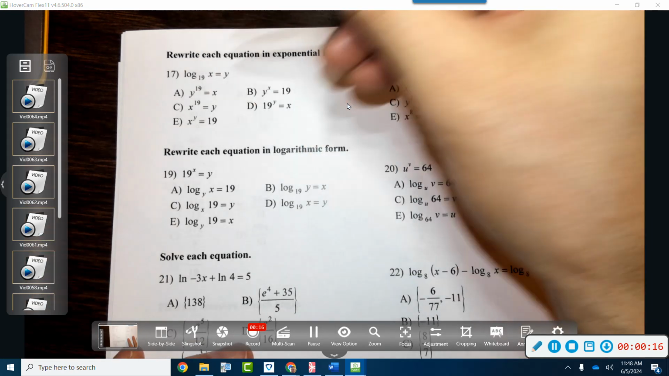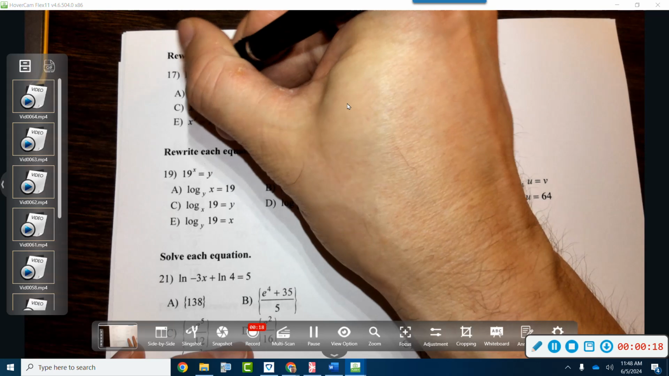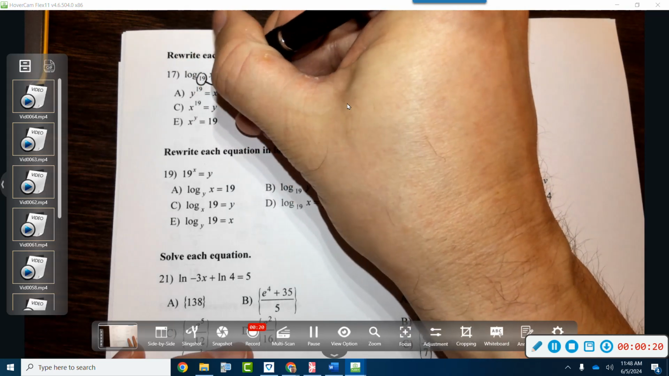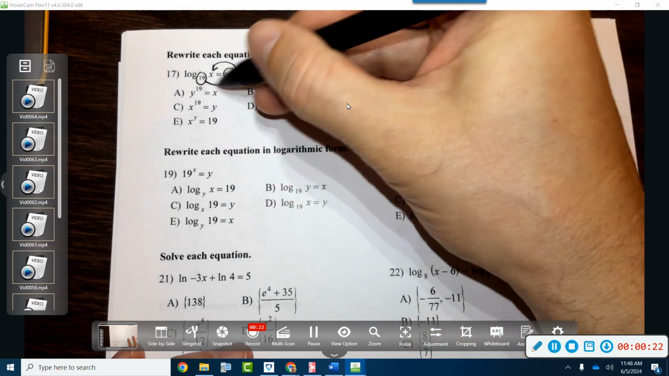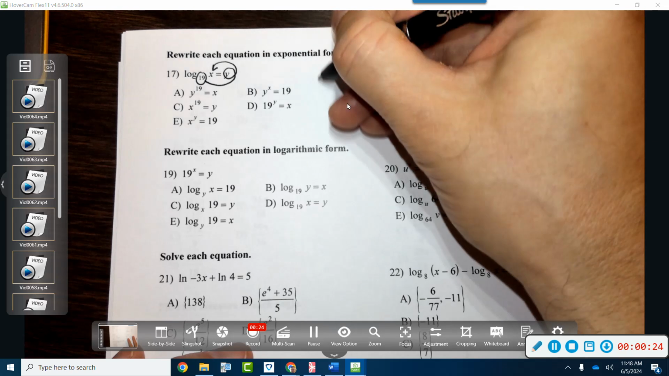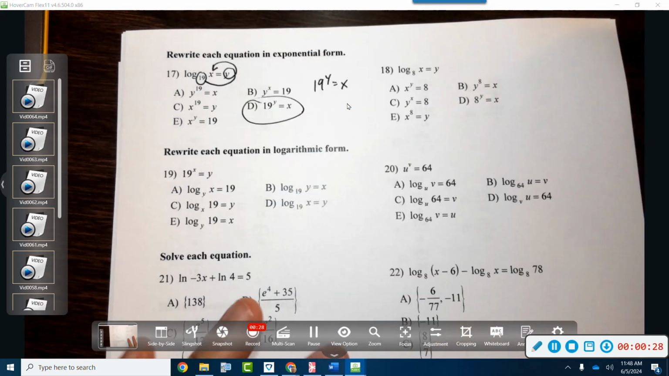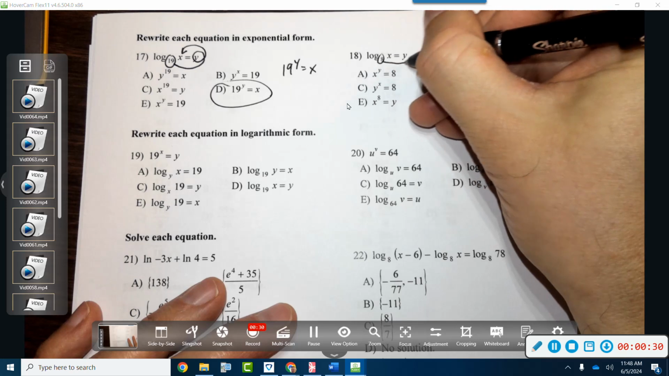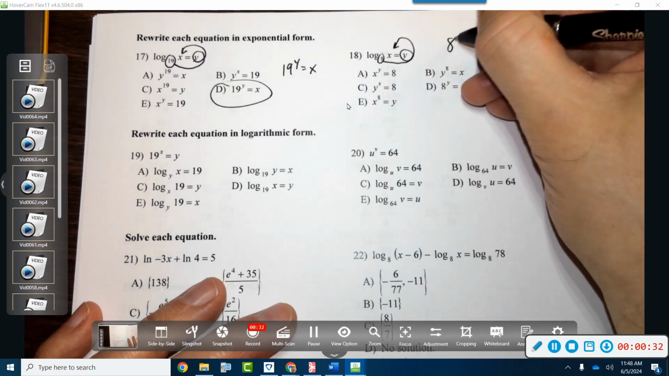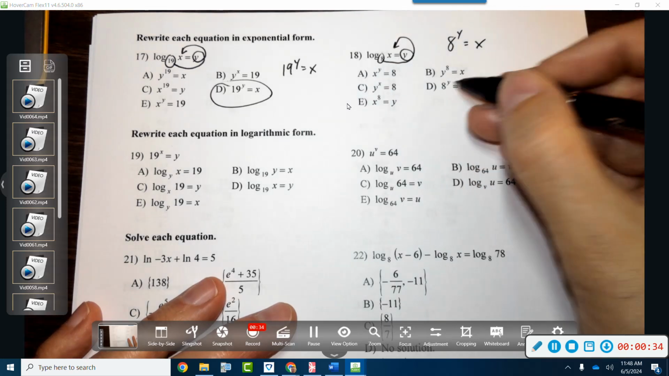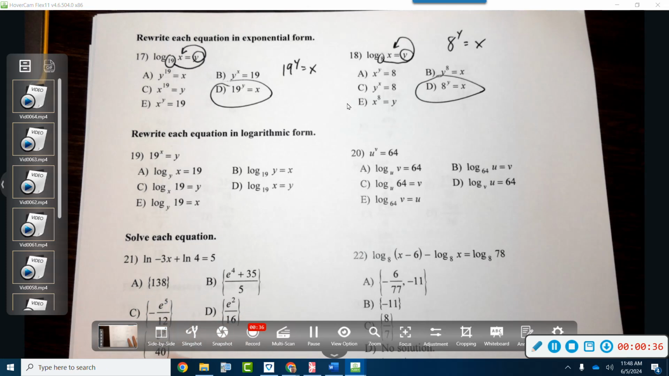Whenever you see the log first and you're trying to get it to an exponential, just do the loop, right? So this guy, 19 to the y power equals x. Then the loop, 8 to the y power equals x. There we go, and that's it. There's almost no math.